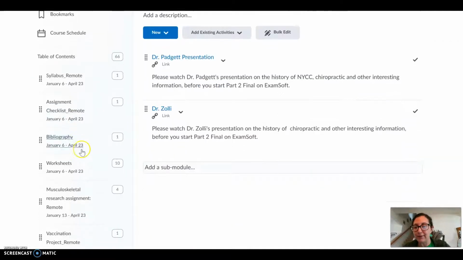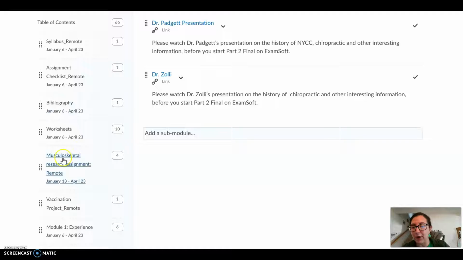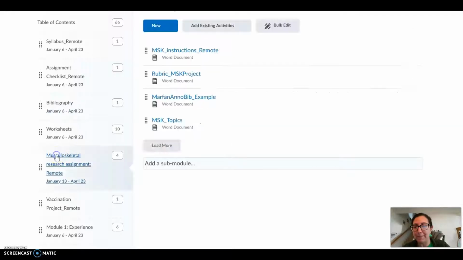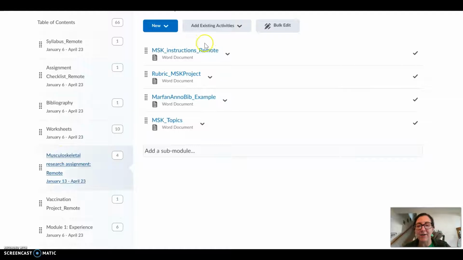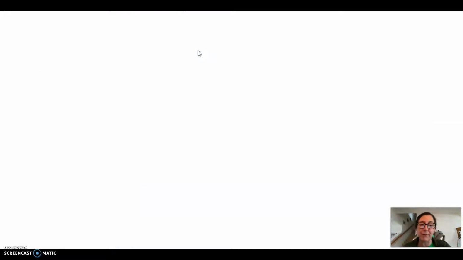So we're going to start looking at that here. If you go under Musculoskeletal Research Assignment Remote, you'll see that I have the instructions, which I'm going to go over. I have the rubric for you, and I have an example of the annotation of what you're going to be submitting to me. So first, let's talk about the instructions, just to remind you.